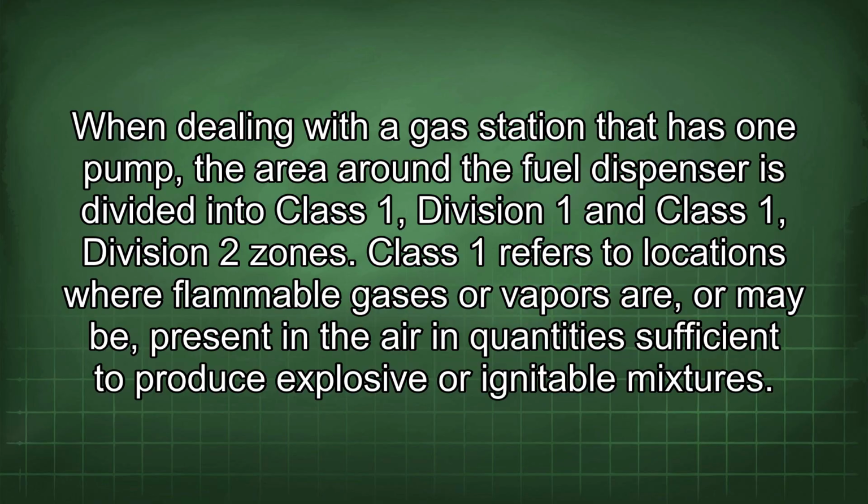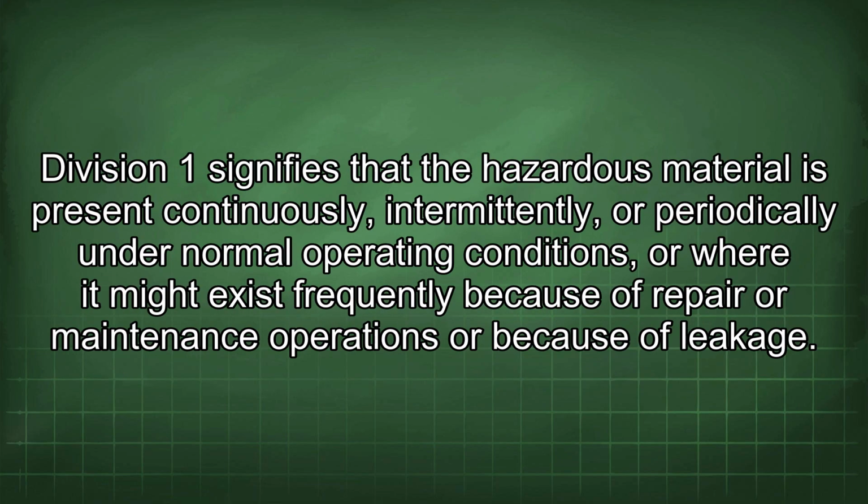When dealing with a gas station that has one pump, the area around the fuel dispenser is divided into Class 1, Division 1 and Class 1, Division 2 zones. Class 1 refers to locations where flammable gases or vapors are, or may be, present in the air in quantities sufficient to produce explosive or ignitable mixtures. Division 1 signifies that the hazardous material is present continuously, intermittently, or periodically under normal operating conditions, or where it might exist frequently because of repair or maintenance operations or because of leakage.